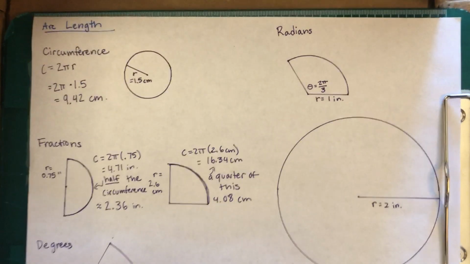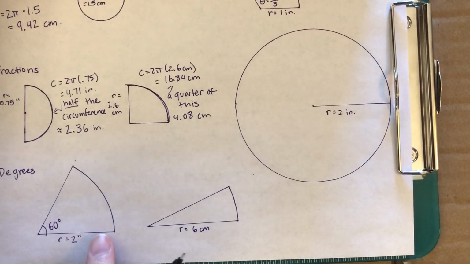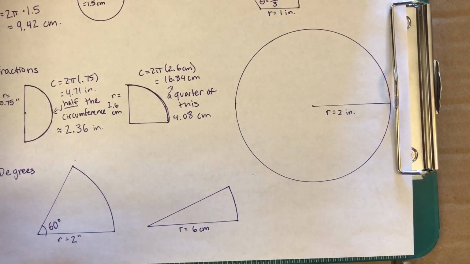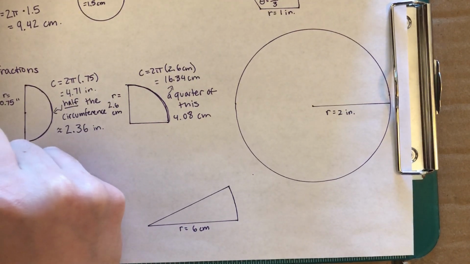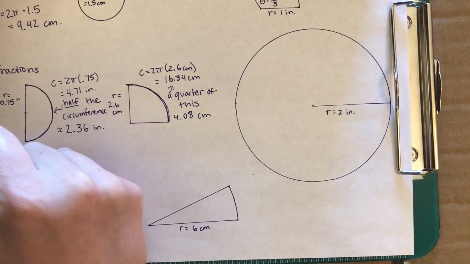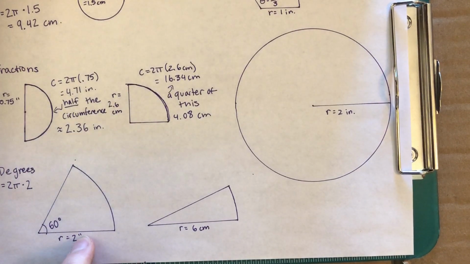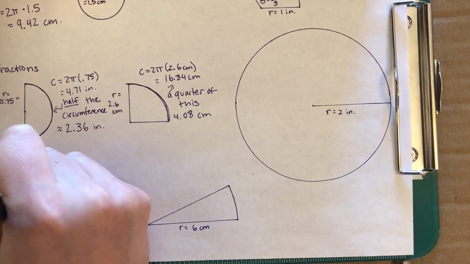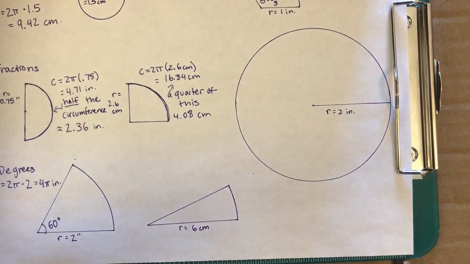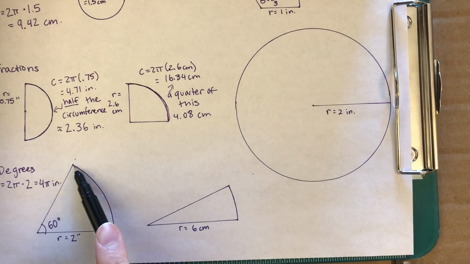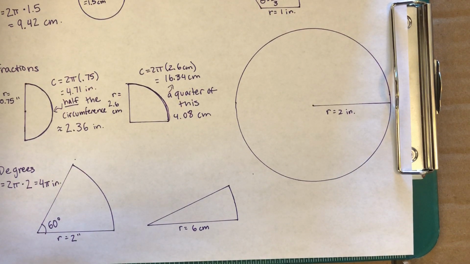So this first arc that I have here, I have the angle is 60 degrees, and I know that the radius is 2 inches. So I'm still going to find the circumference first. 2 pi times 2, this little symbol means the same thing as inches. So 2 pi times 2 inches is 4 pi inches.